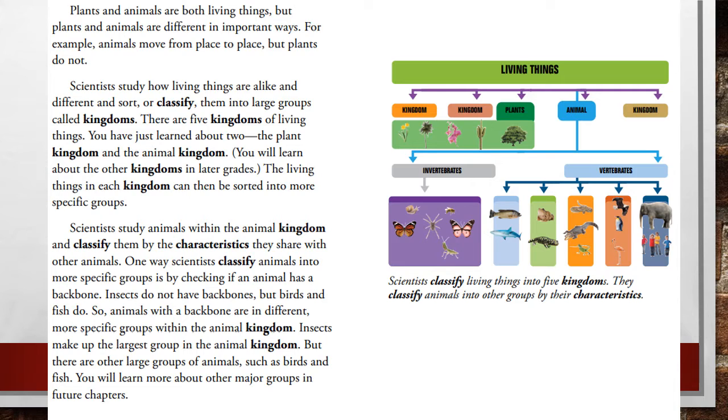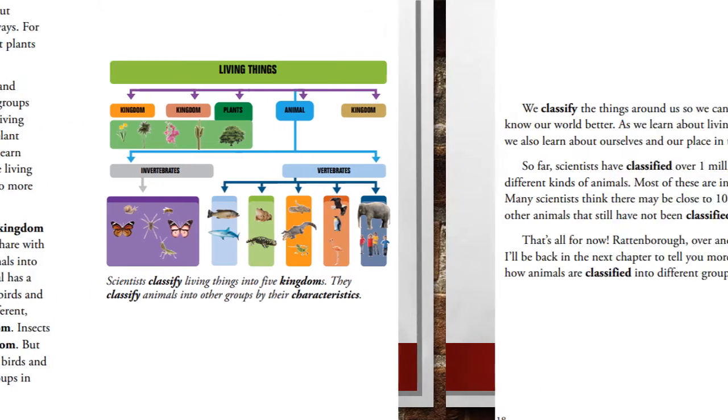Insects make up the largest group in the animal kingdom. But there are other large groups of animals such as birds and fish. You will learn more about other major groups in future chapters.